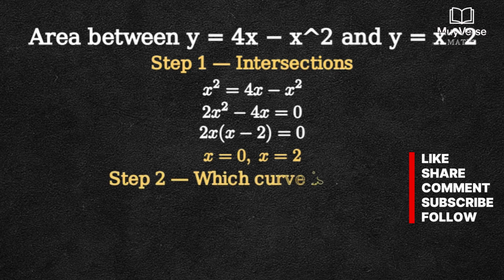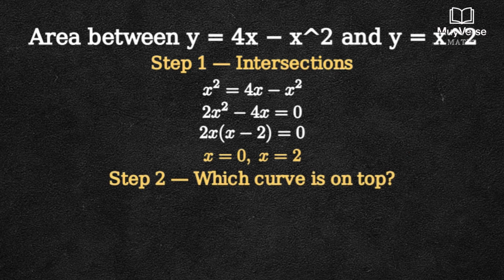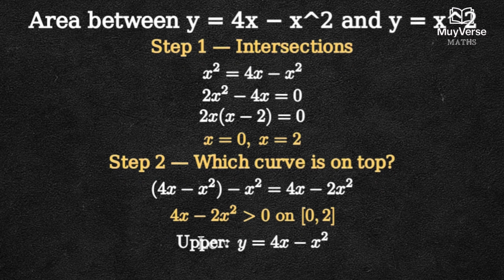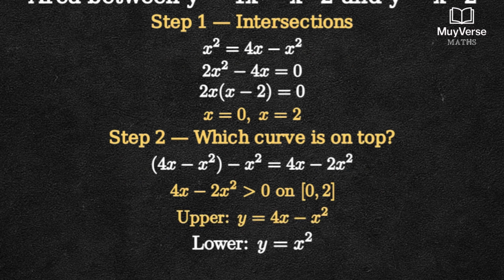Step 2. Decide which curve is on top between 0 and 2. Consider the difference (4x minus x squared) minus x squared equals 4x minus 2x squared. On the interval from 0 to 2, this expression is positive, so the upper curve is y equals 4x minus x squared, and the lower curve is y equals x squared.